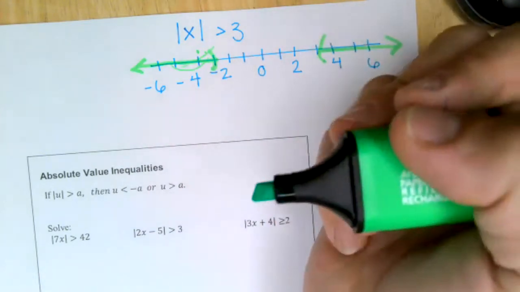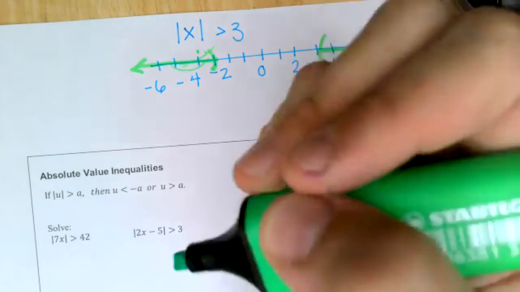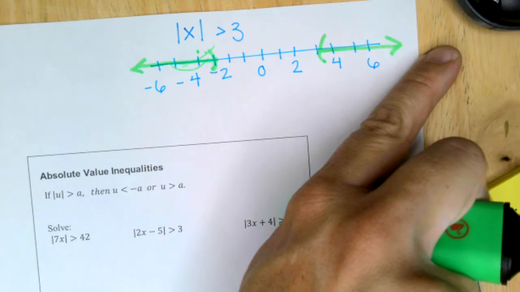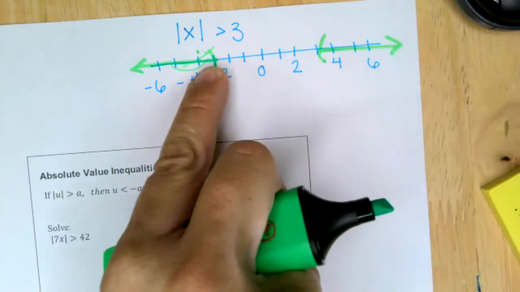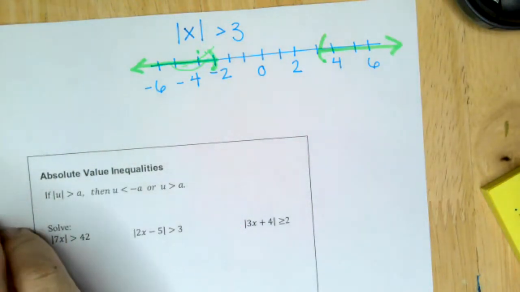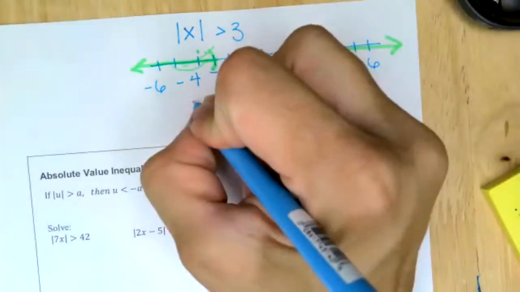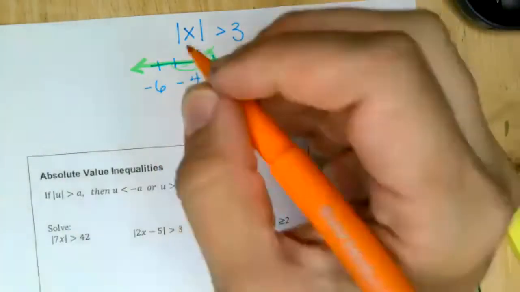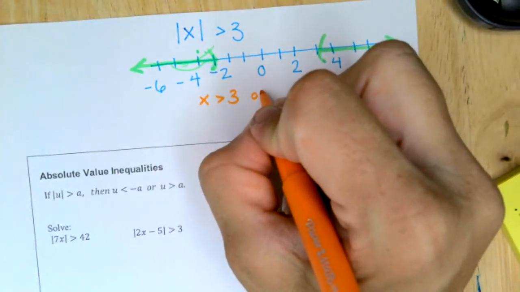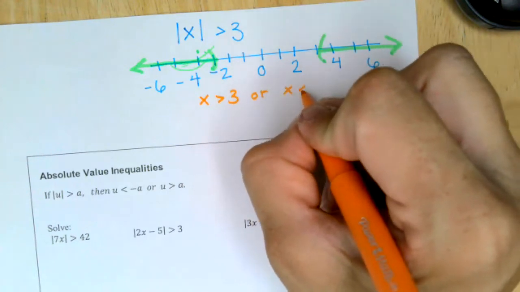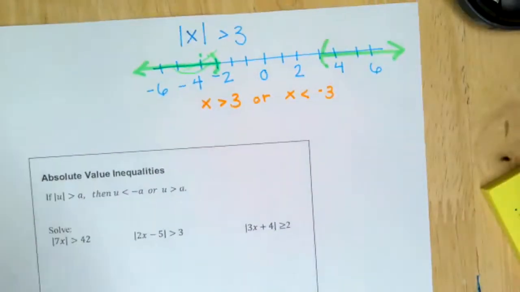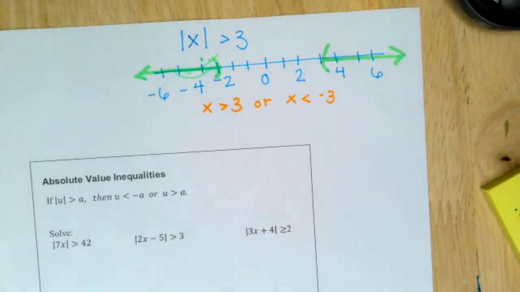So if the absolute value is greater than a number, it is going to be all the numbers greater than that number, to the right of that number on the number line, or less than the opposite of that number, to the left of that number on the number line. Okay, and what it will look like is x is less than -3, or x is greater than 3.